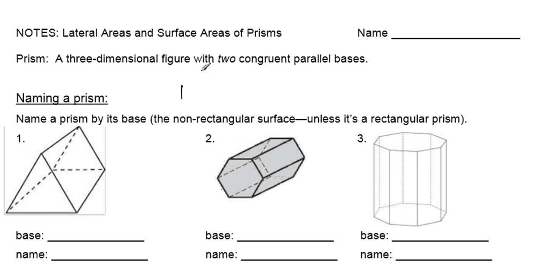Okay, the following section is on prisms: finding the lateral area, surface area, and then volume of prisms. A prism is just a three-dimensional figure with two congruent parallel bases. When you're naming a prism and finding the perimeter of the base or the area of the base, your job first is to identify what the base is. The base is going to be the non-rectangular figure of the prism. So in example number 1, the base would be the triangle.